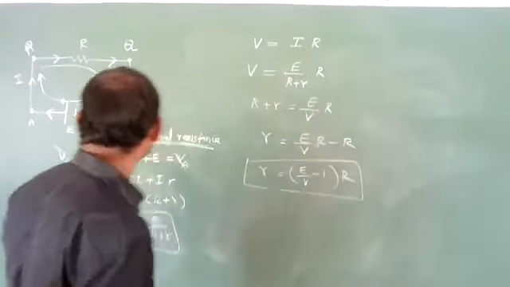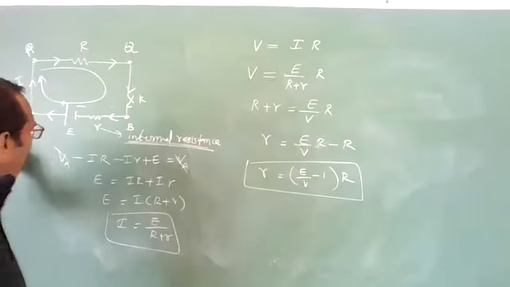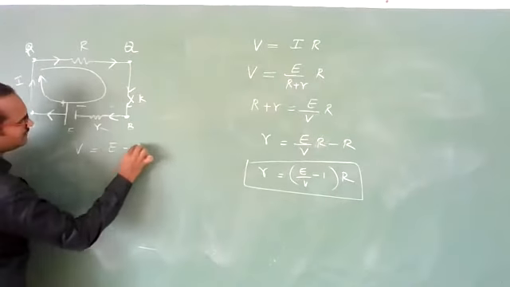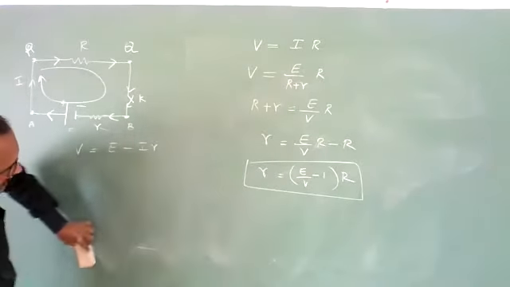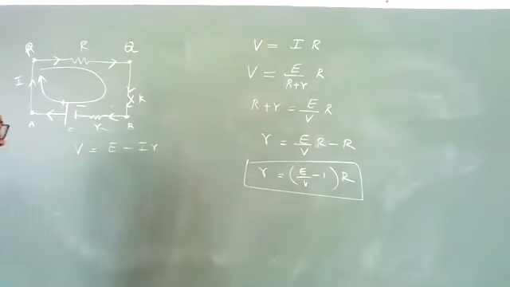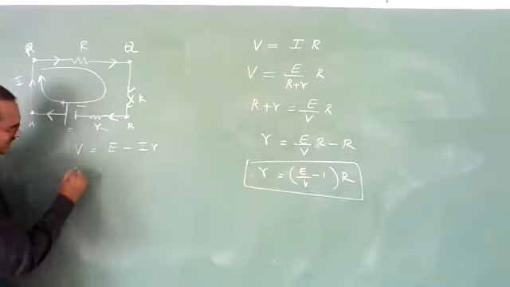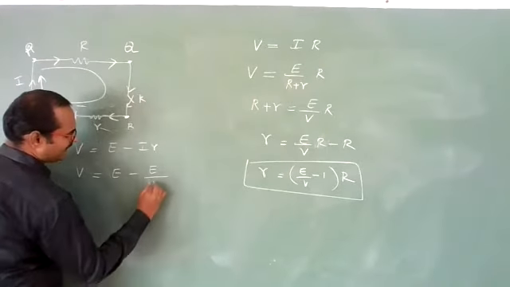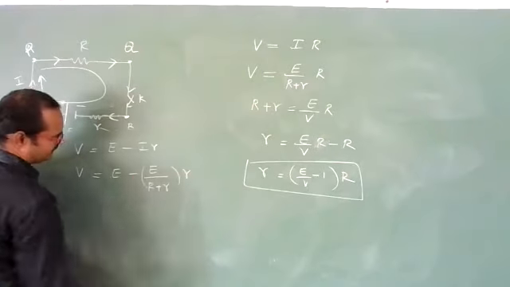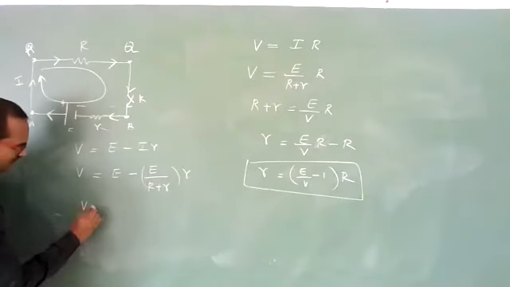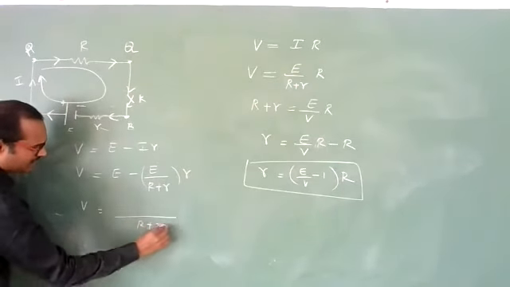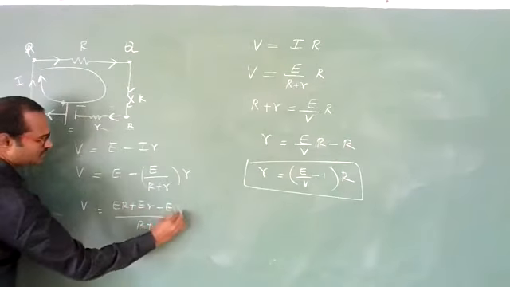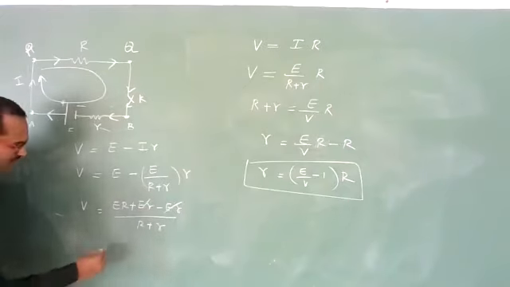See students, if you do this same thing with one more equation, I said terminal potential difference V is equal to E minus I small r also. You can do with this also. You will get the same answer again. So V is equal to E minus I small r, where I is E divided by capital R plus small r. Then V, taking the LCM capital R plus small r, you will get E into capital R plus E into small r minus E into small r. These two cancel. Again, you are getting the same answer.